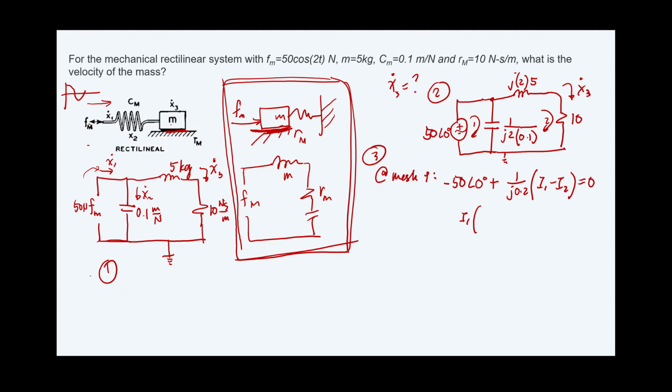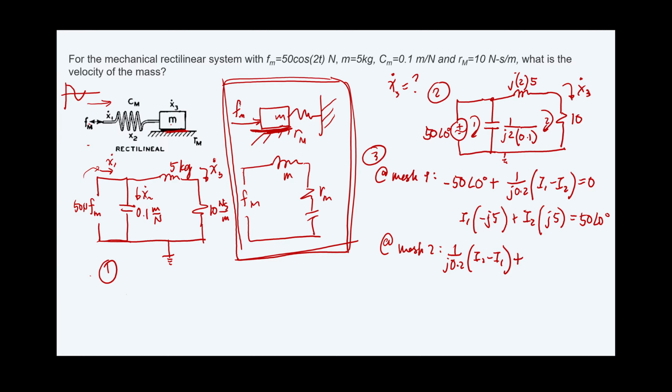Actually, if you calculate this one, this is negative 5 J5. And then for I2 plus I2, which is equal to J5, and then transpose the 50, that's 50 angle 0. Then at mesh 2 we have 1 over J 0.2 times I2 minus I1, and then the rest is I2.